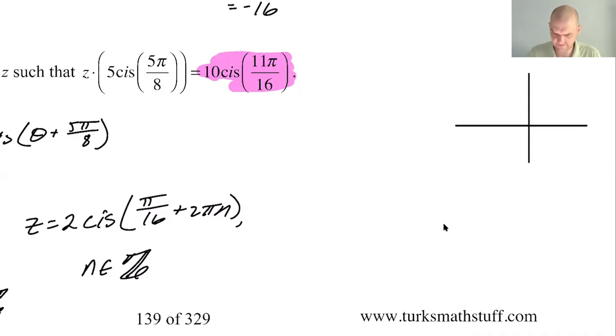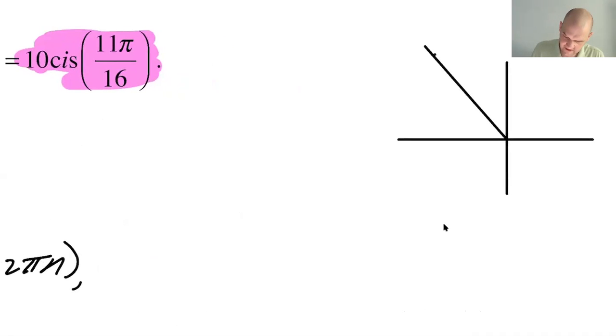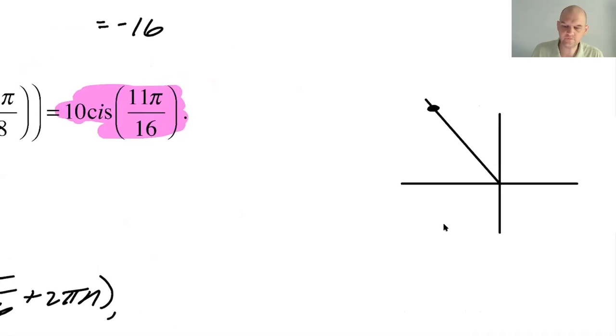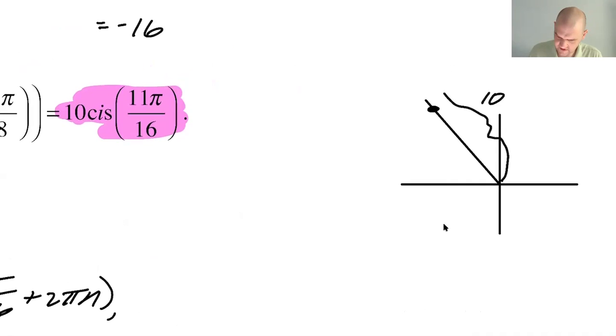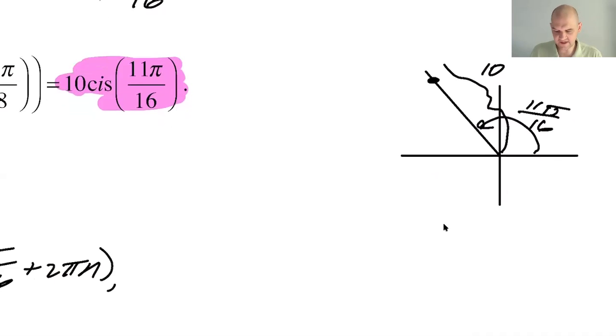11 pi over 16 is what? It's less than 3 pi over 4. So let's say it's here, right? And then we have to go 10 units. If I go 10 units in this direction, that's terrible, but that's 10. And then this is 11 pi over 16. Well, can you think of another way of getting there?